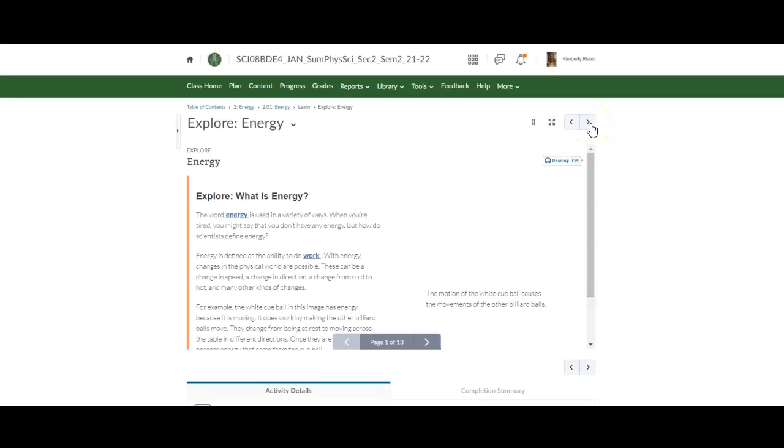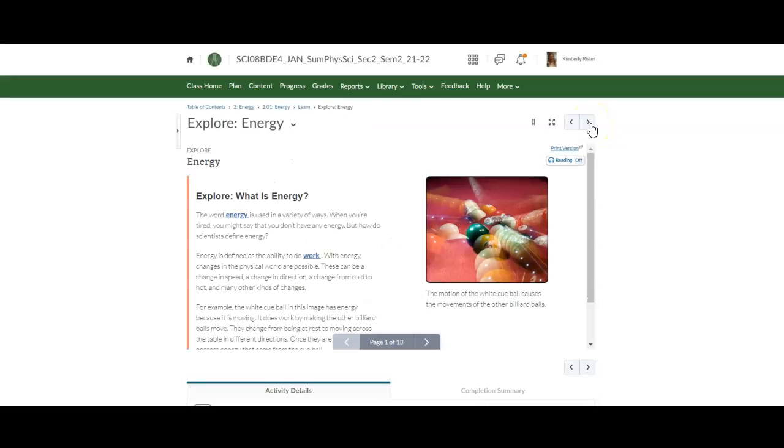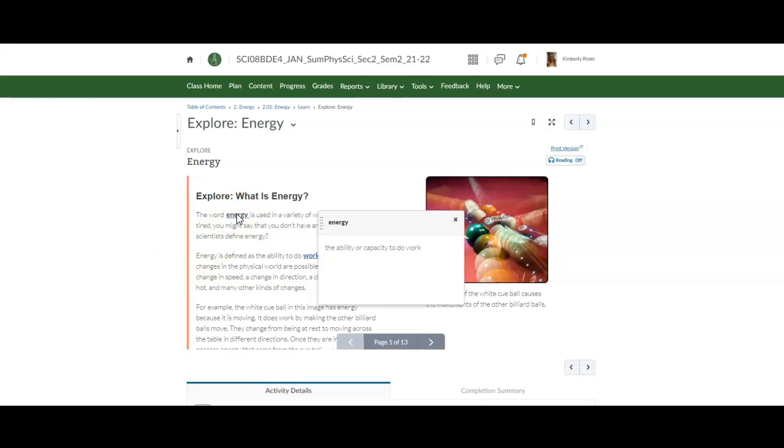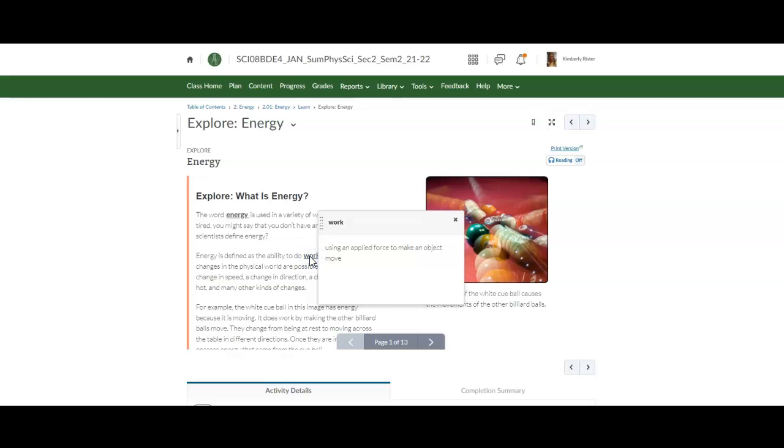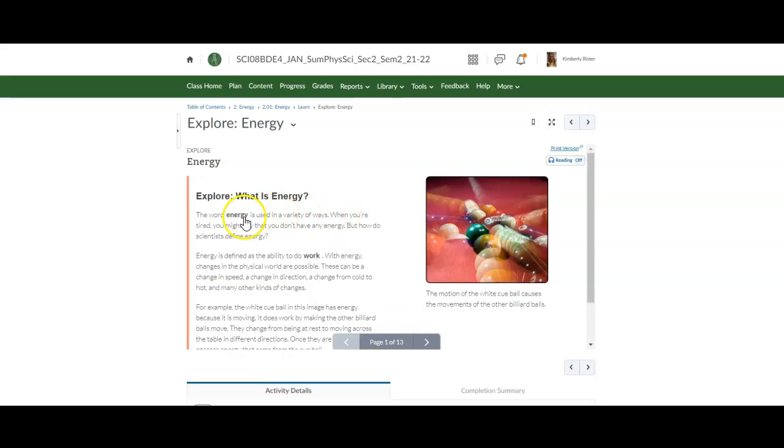So the first question we're looking for is, how is energy defined scientifically? And here it is in the first sentence. The word energy is used in a variety of ways. When you're tired, you might say that you don't have any energy, but how do scientists define energy? Energy is defined as the ability to do work. If you click on this, the ability or capacity to do work, and then here you're understanding what the definition of work is. That's using an applied force to make an object move. So I would go ahead and write down those two definitions as part of your notes.